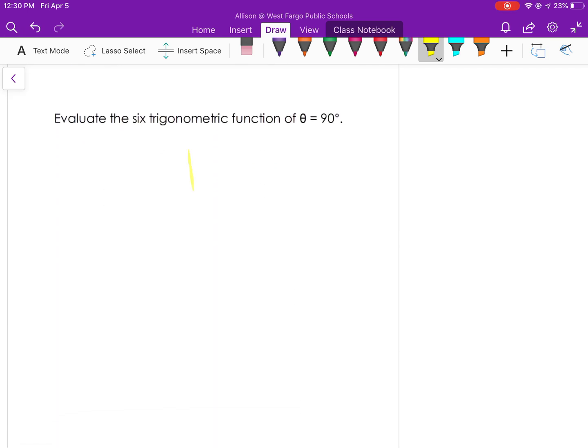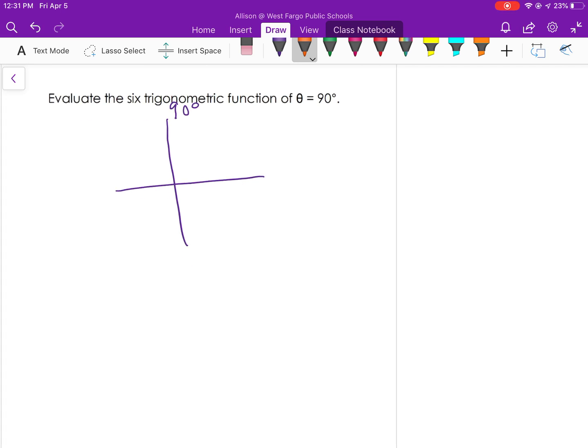So we're going to do the 6 trig functions of 90 degrees. I'm going to draw this out. And we got 90 degrees is up here. So I'm going to choose an xy point. I want to pick an xy that is going to have a radius of something easy to work with. So if I choose this point right here to be 0, 1, then the radius will be 1 because it's only 1 point away from 0.